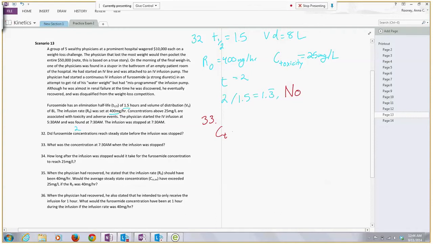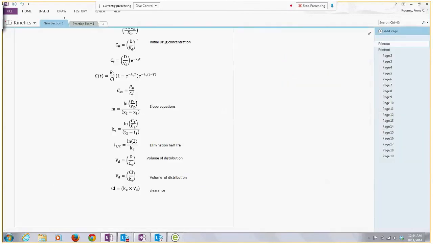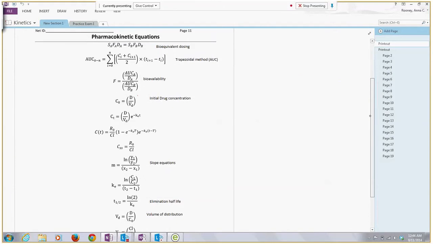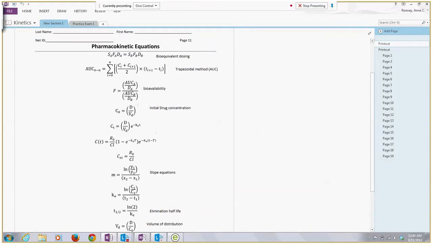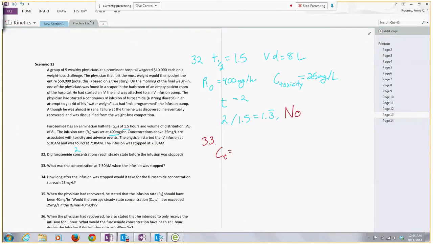All right, so we're going to use the equation that we used back here on this one, and you can find it right here on your pharmacokinetic equations. That's the equation that we're going to use to find this. So this was 2 hours later, and the infusion was still going. There was no time for any degradation, so big T is 2 and little t is 2.